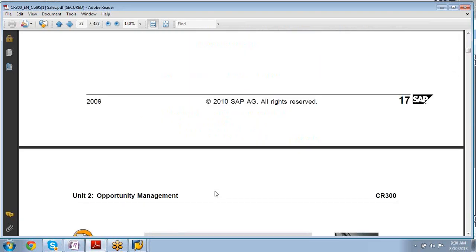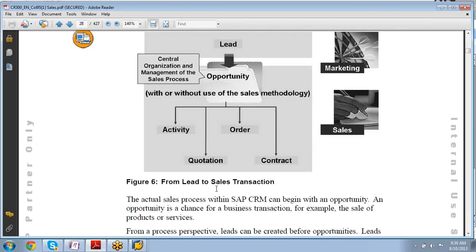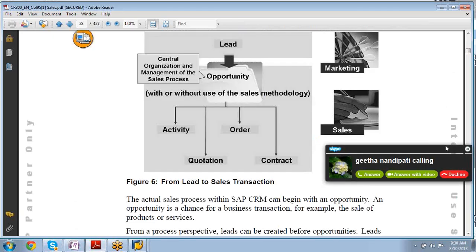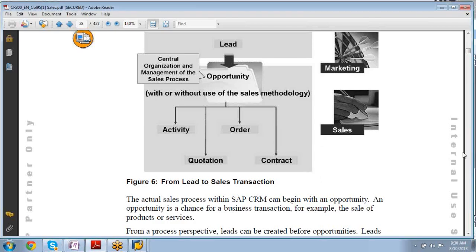Yeah. So service also, when it comes to SAP, sales and service, sales and service.